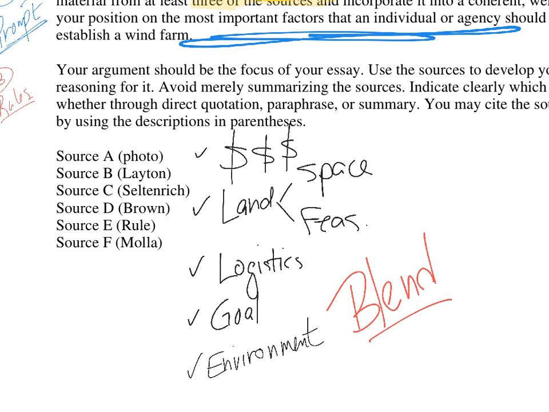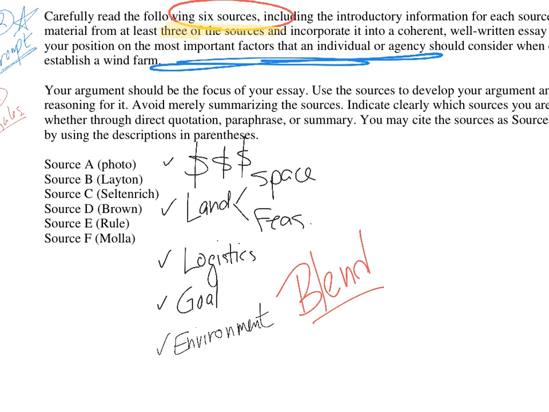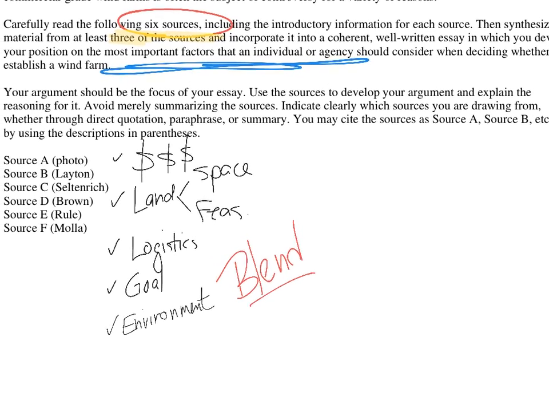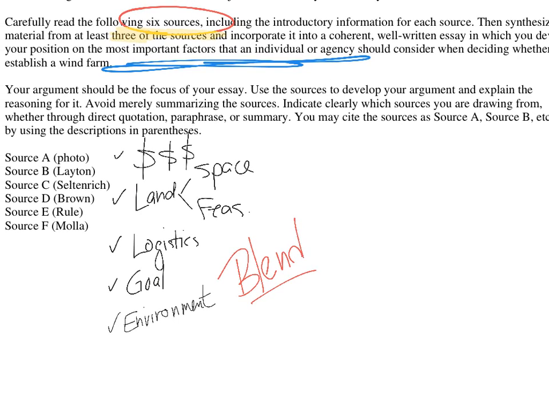So, mention that in the last paragraph, your argument should be the focus of your essay. So you don't want to summarize the sources. You want to make sure that whatever Annalise is thinking, this is why it's a factor, you focus on that. Use the sources to develop your argument and explain the reasoning for it. Avoid merely summarizing. Indicate clearly which sources you're drawing from, whether through direct quotation, paraphrase, or summary.